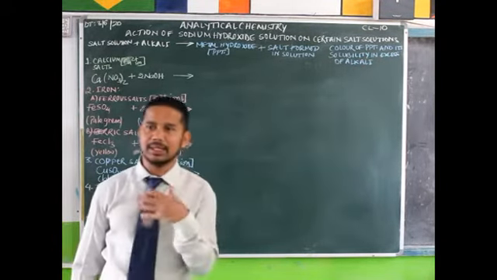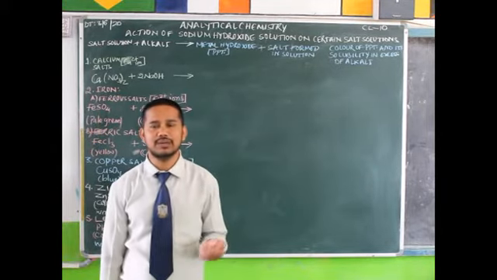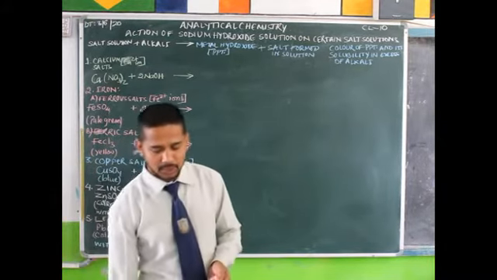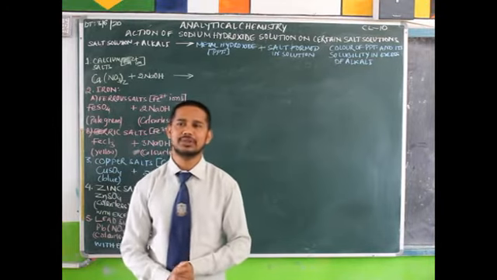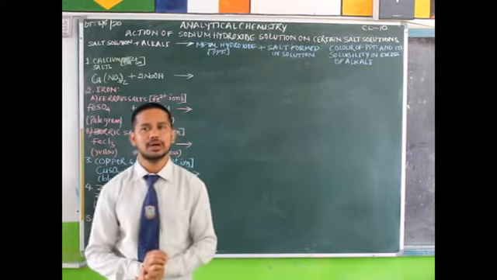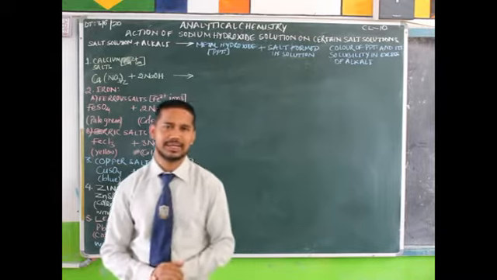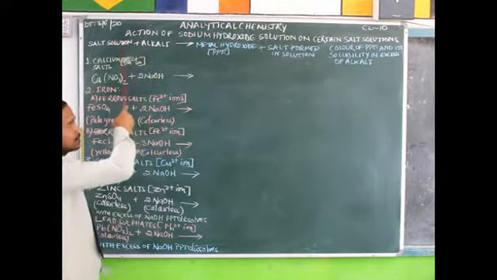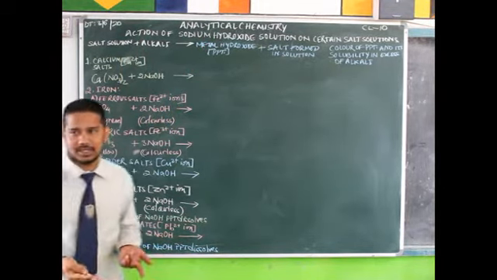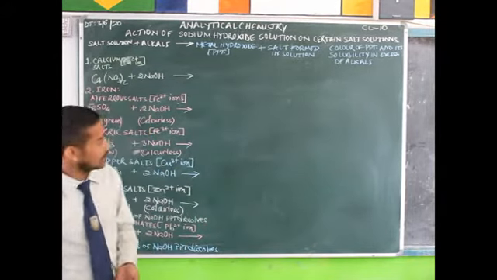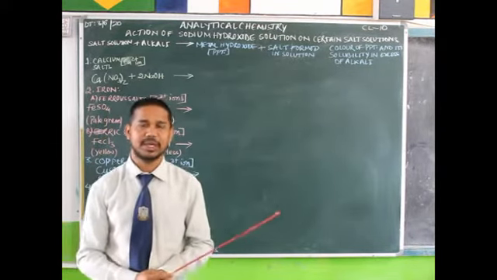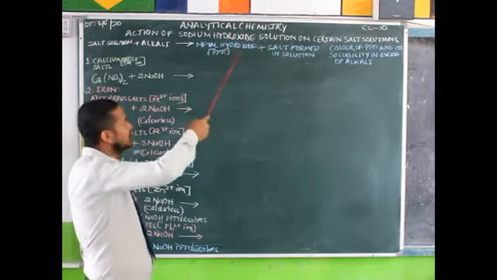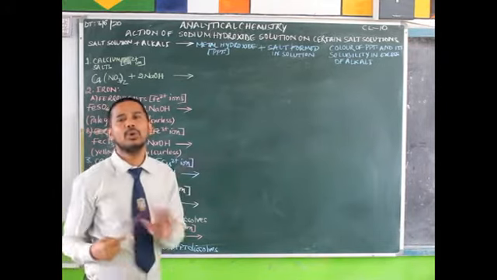Some precipitated metallic hydroxides dissolve in excess of alkali to give soluble compounds. So when sodium hydroxide solution is added drop by drop to the solution of metallic salts, the metal hydroxide formed gets precipitated. And then we can identify the metal ion present in this precipitated metal hydroxide. The metal ion can be known by the color that the metal hydroxide gives.